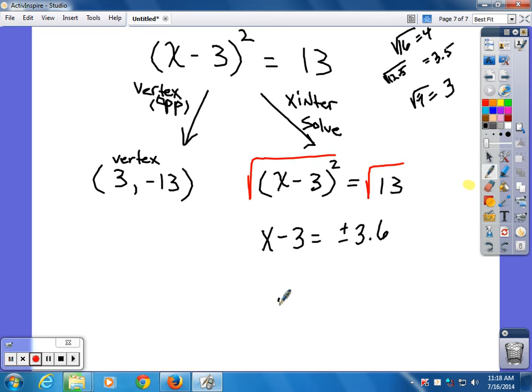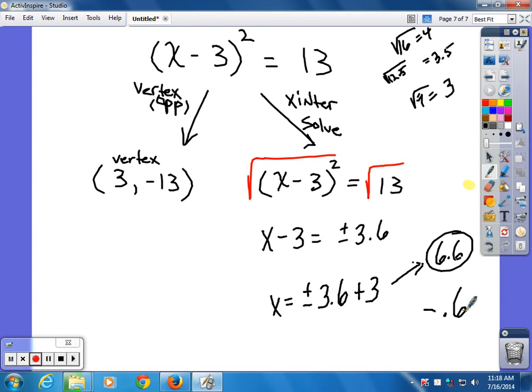And x is equal to positive and negative 3.6 plus 3. And 3.6 plus 3 is what? 6.6. And negative 3.6, you owe somebody $3.60. You have $3. What's the outcome? 0.6. You owe 60 cents. So there's your two X-intercepts. Here's your vertex.